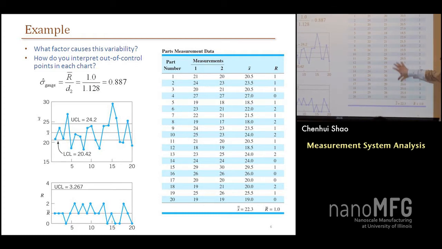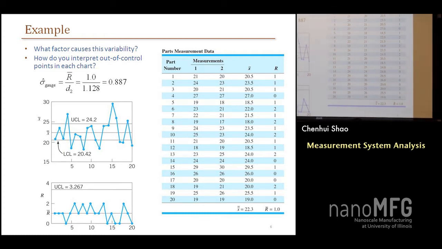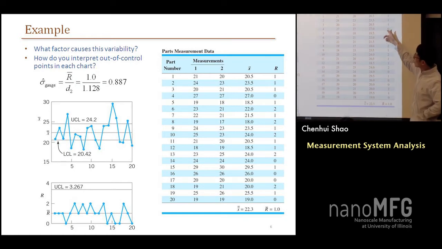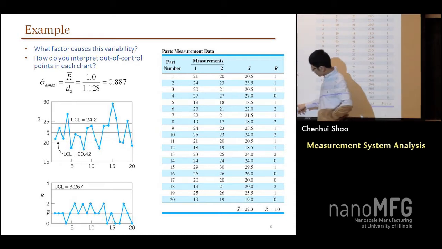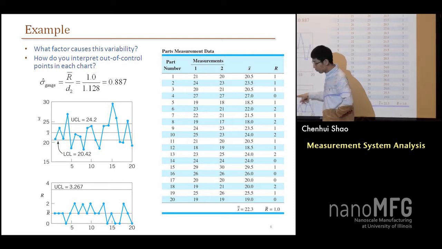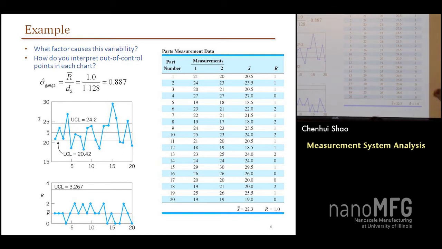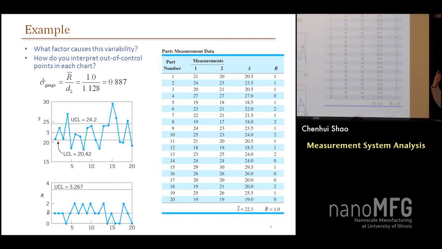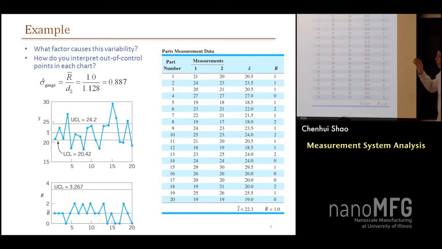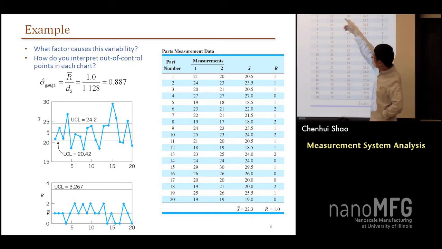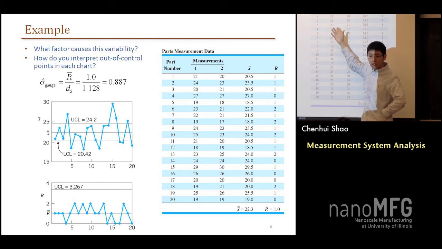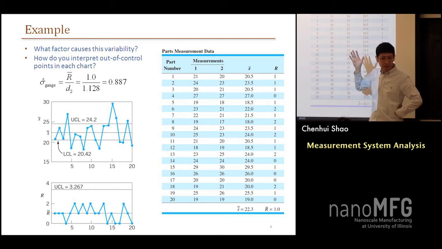Okay, so now let's take a look at this data. The R value sometimes is 0, meaning that for part 4, the operator measures twice and gets the same reading. But that is very rare, right? Only 5 occurrences. But most of the time, we have something like 1 or 2, meaning that the same operator measures the same part twice. He or she can get an error up to 2. If you divide 2 by 21, it's roughly 10% error, right?